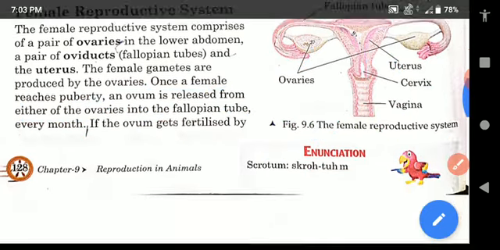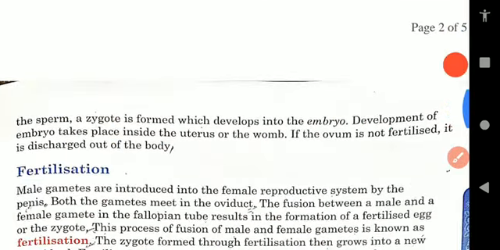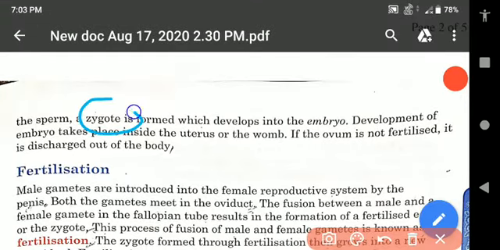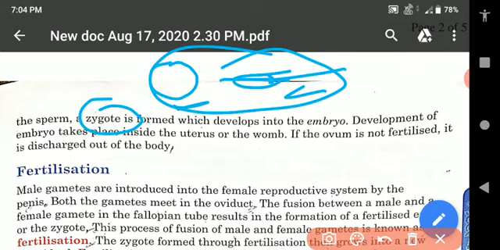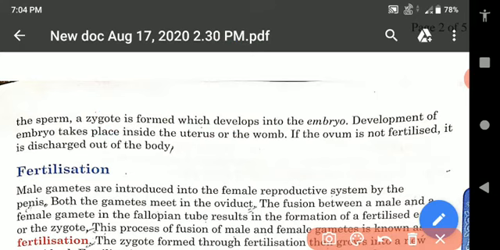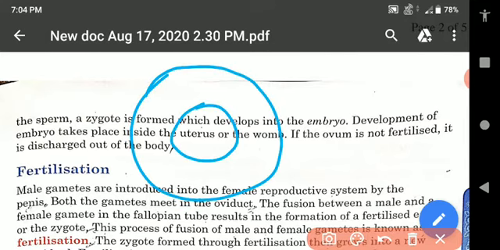If it gets fertilized by sperm, the zygote forms. I have already explained in yesterday's class what a zygote is. When the ovum is fertilized by sperm, when both of them mix together, it forms a zygote. A zygote is a single cell. You have seen the hen's egg. Hen's egg is a zygote. Understood?